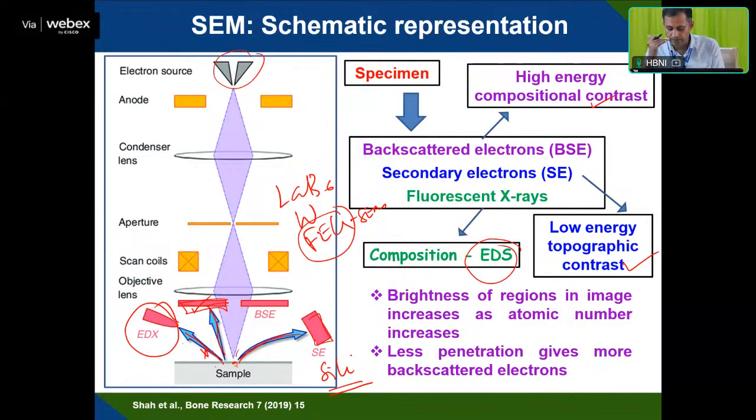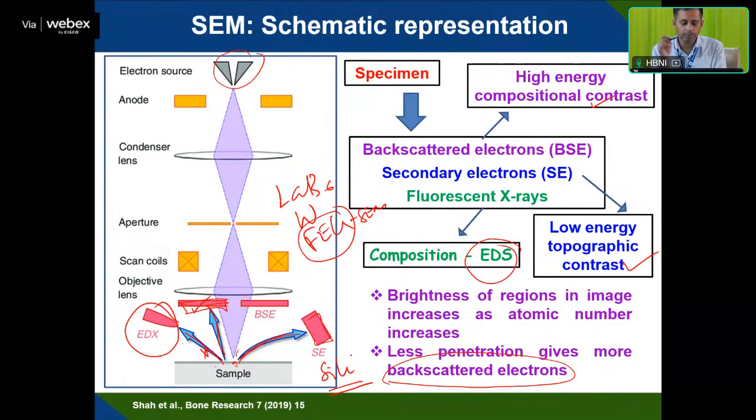So less penetration gives more backscatter. As the Z value increases, that will happen. The penetration will be harder, so the optical density of the material will be higher, and the penetration depth will decrease. So in the case of the backscatter electron, less penetration gives more backscatter, which you will be able to get.